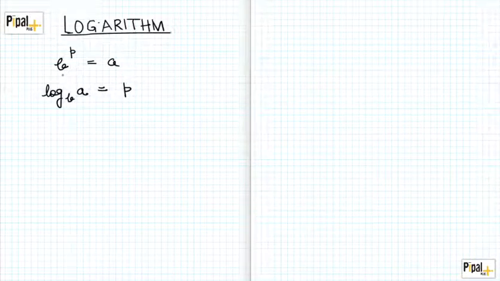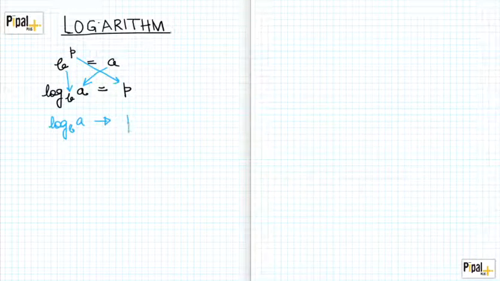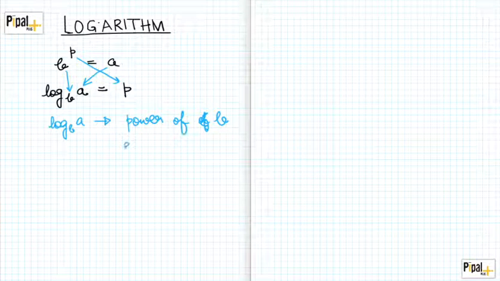So essentially you notice what has happened is that this number b has gone to the base of the logarithm. The number a, which is the result of this computation, is the number whose log I am taking, and the power p goes here. So in other words, the log is actually the power of base b, and this power is equal to a. So this is what this means.